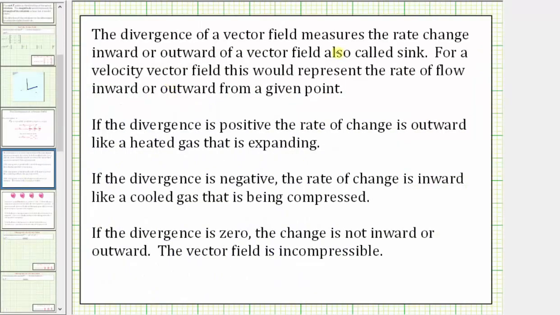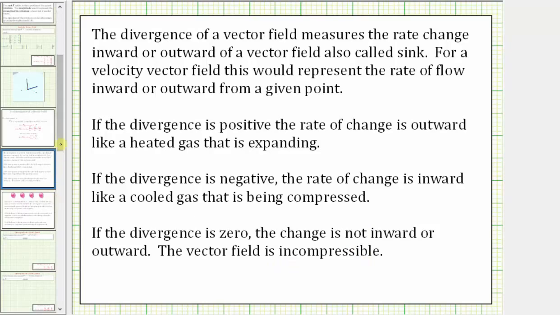The divergence of a vector field measures the rate of change inward or outward of a vector field and is also called sink. For a velocity vector field, this would represent the rate of flow inward or outward from a given point. If the divergence is positive, the rate of change is outward, like a heated gas that is expanding. If the divergence is negative, the rate of change is inward, like a cooled gas that is being compressed. If the divergence is zero, the change is not inward or outward, and we say the vector field is incompressible.